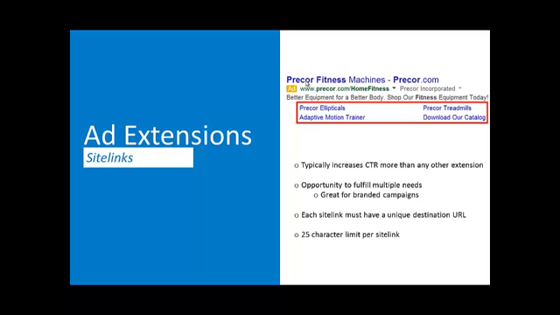A couple notes about site links is that they all have to have unique URLs. So a couple years ago, it didn't matter what the URLs were for the site links. If you had just a pure landing page, a PPC landing page, you could create 2, 4, or 6 site links and send everyone to the same landing page. Now every single site link needs to have a unique destination URL, and then those site links are limited to 25 characters each.